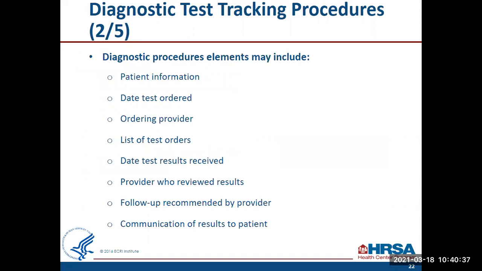For your diagnostic procedures, and here we're thinking of labs and x-rays, important elements to obtain and monitor include the patient information, the date the test was ordered, the ordering provider, the list of tests ordered, date test results are received, the provider who reviewed the results, follow-up recommended by the provider, and the communication of results to the patient. Failure to effectively track and follow up critical laboratory and diagnostic test results can prevent the timely diagnosis and appropriate management of clinical problems in the ambulatory setting.